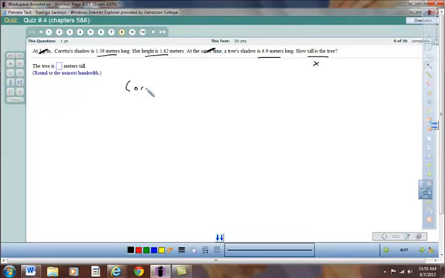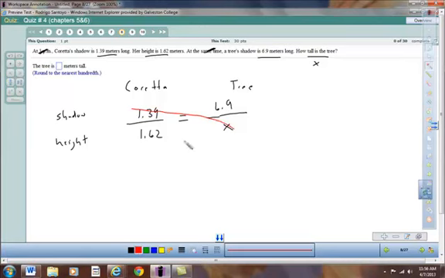So we're talking about Coretta. Now we're talking about the tree. It says her shadow is 1.3 meters long and her height is 1.62. So on the top we're going to have shadow, and on the bottom we're going to have height. Remember, if it's shadow on the top for Coretta, it's also going to be shadow on the top for the tree. Well, what does it tell us here? The tree shadow was 6.9. So now we know the height will go on the bottom, or x. So it looks like we're going to be cross multiplying.